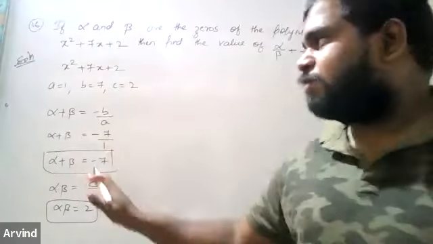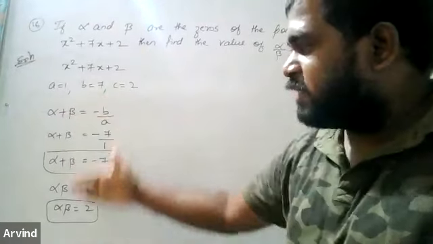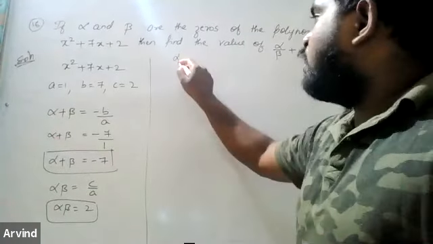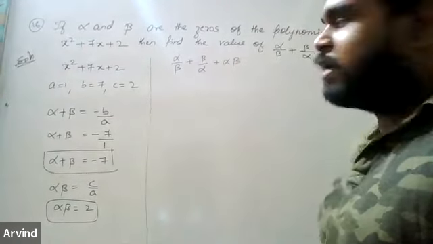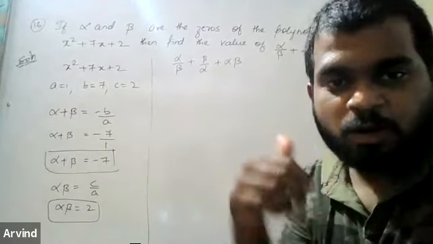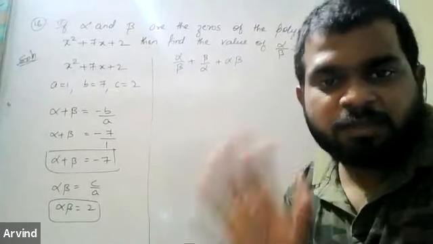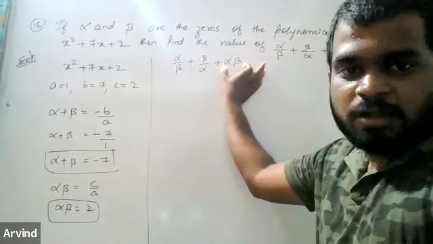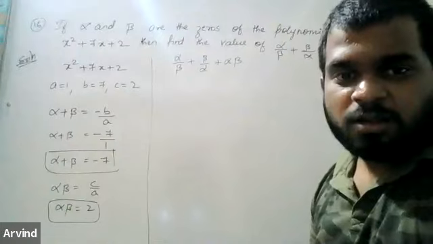This is 50% of the problem. Is it clear to everyone? Factorize is not possible, so I have to find alpha plus beta and alpha into beta. Done. Now what do I have to do? What expression is given here? Alpha by beta plus beta by alpha plus alpha into beta. The entire question must be converted to either alpha into beta or alpha plus beta, so that only those remain in the question. Here alpha into beta is already there, no problem. But here we have alpha by beta and beta by alpha. We have to do something.